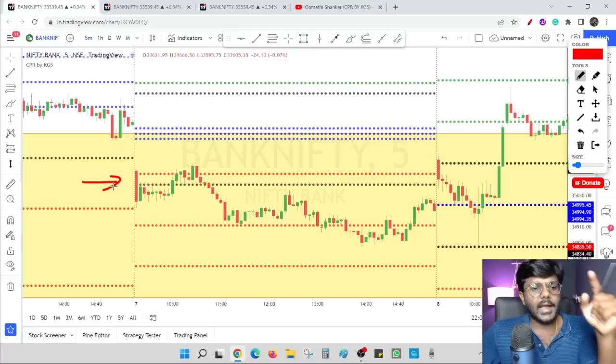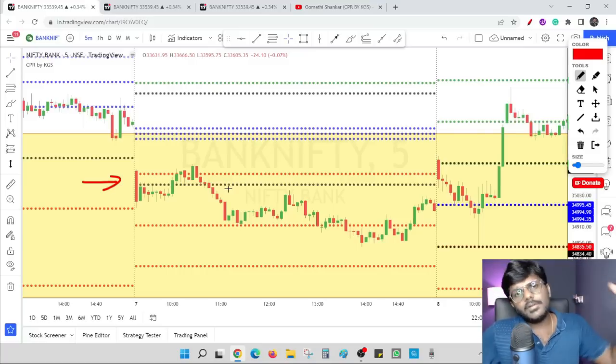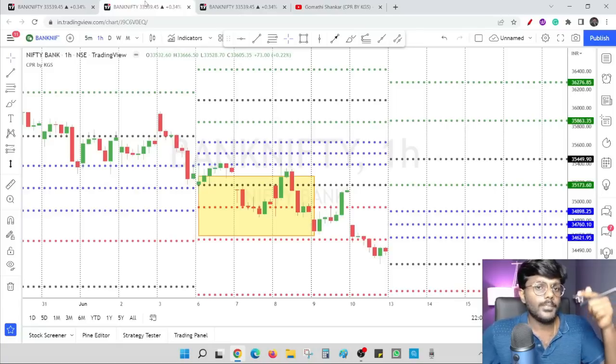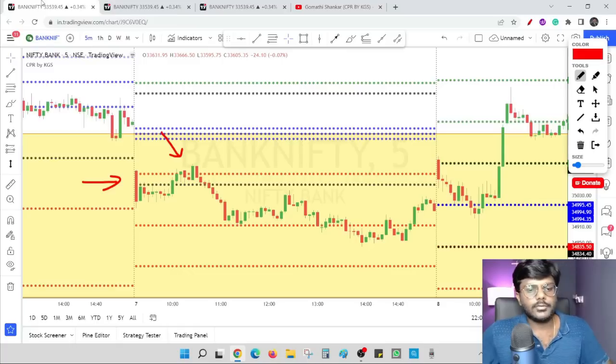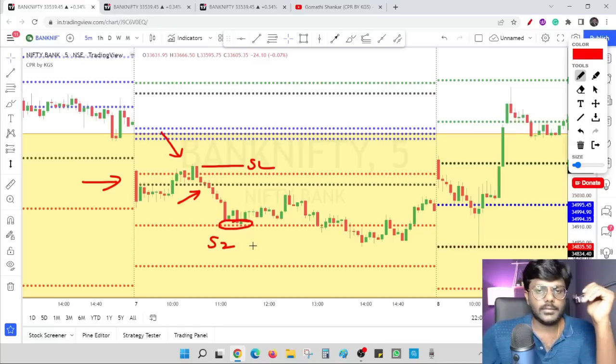Let us wait and look at the clear direction of the trend, and then we will go with the flow. As per this logic, I am not going to take a long position, because the market is below daily CPR and the market is below weekly CPR on 7th of June. So when the prices are coming below S1 and previous day low, this is the area I will take a short position. My stop loss is above S1 and previous day low. My target is S2, and my target is hit.